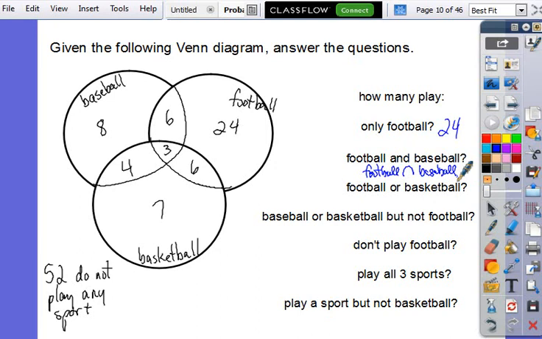It's not saying only football and baseball. How many are in both? There's 9. These 6 and those 3 are both in the football and baseball circles, so that would be a 9.